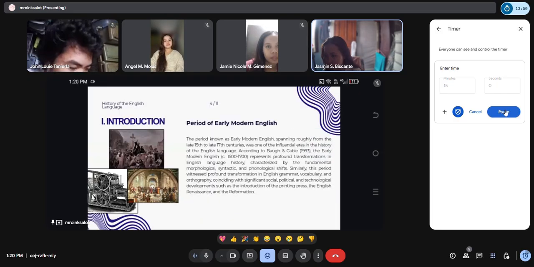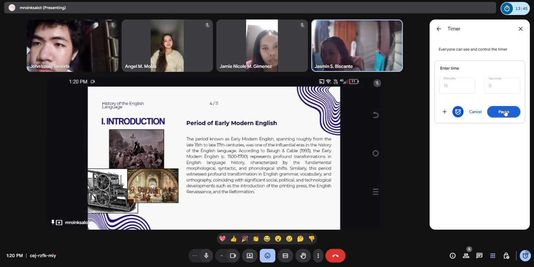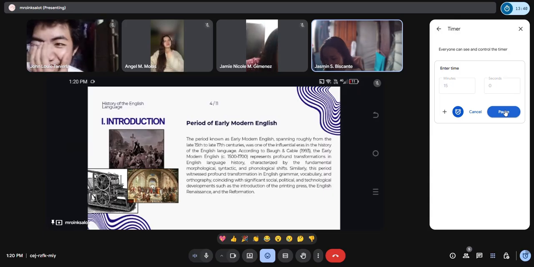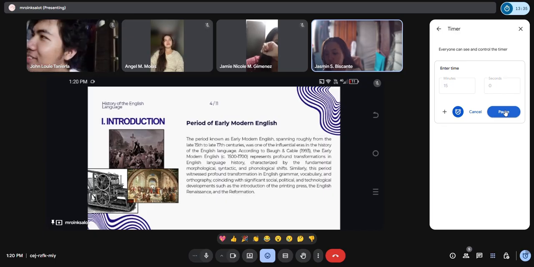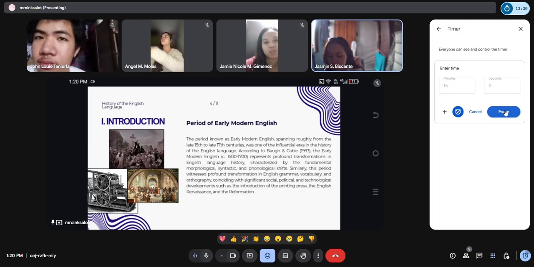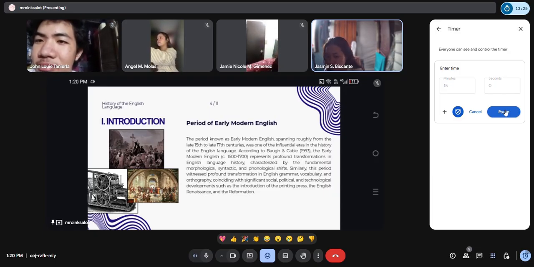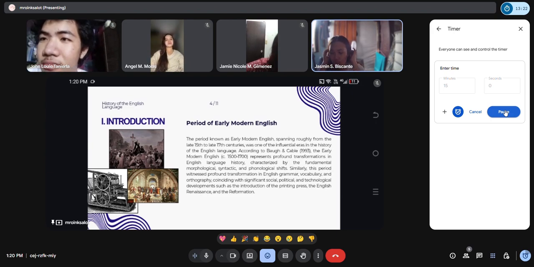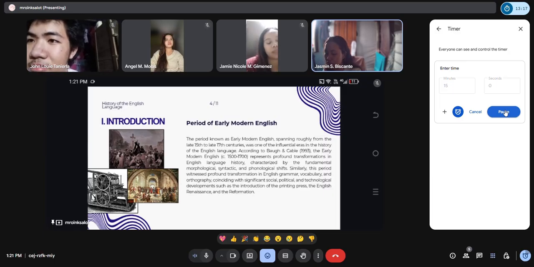So for the introduction, the period known as early modern English, spanning roughly from the late 15th to late 17th centuries, marks a crucial phase in the history of the English language. This era, sometimes called Shakespearean English, began with the transition from Middle English and led into modern English. It was a time of profound linguistic transformation influenced by major social, political, and technological changes such as the introduction of the printing press, the English Renaissance, and the Reformation. During this period, English underwent significant changes in grammar, vocabulary, pronunciation, and spelling.